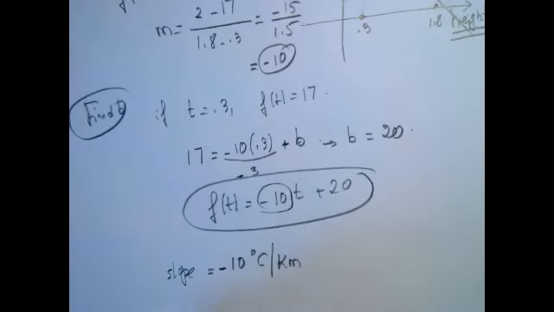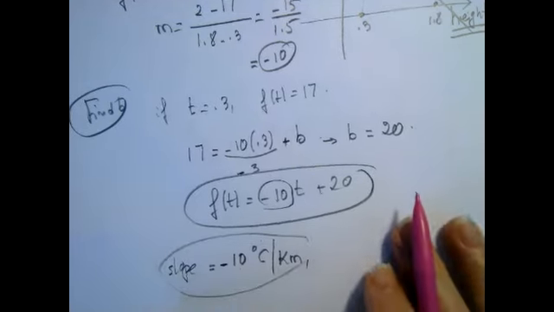So that's going to be the slope. It means that the temperature decreases by 10 degrees every time we go up by 1 kilometer. So the slope tells me that every time we go up by 1 kilometer, the temperature decreases by 10 degrees. So at a constant rate, every 1 kilometer up, 10 degrees less because the air cools. And that's the meaning of the slope.